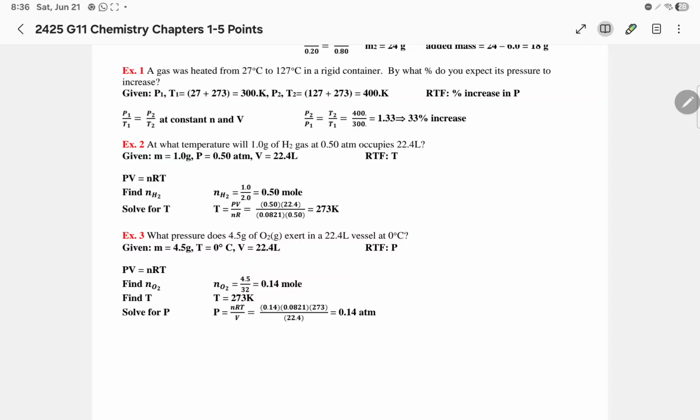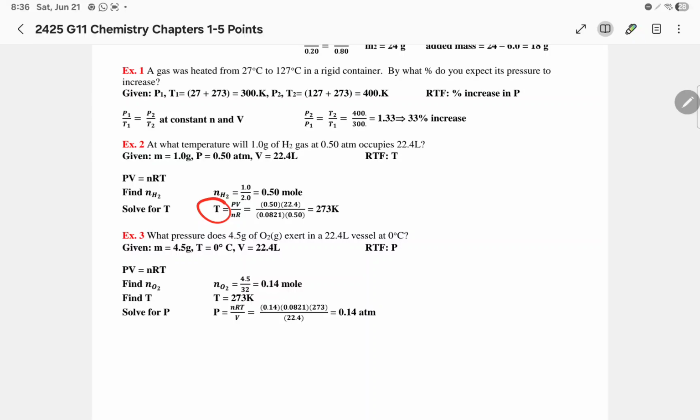At what temperature will 1 gram of H2 gas at 5 atmosphere occupy 22.4? So you want it to occupy 22.4 and you need to find what temperature. So you're just going to substitute everything other than the temperature and get a temperature. This entire quiz, I'm just gonna be saying substitute the numbers in, because literally that's all you can do. There's no solving included.